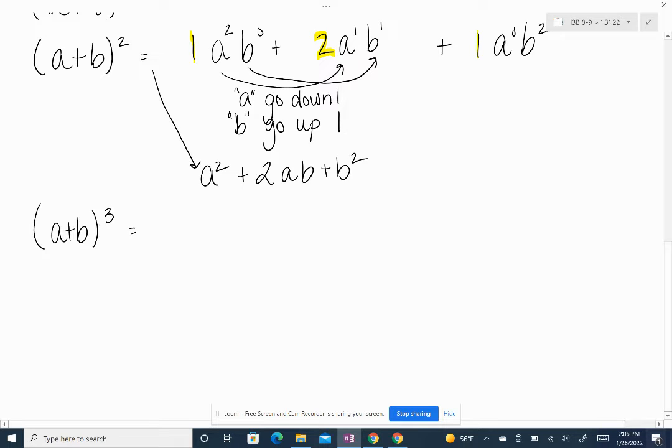Because otherwise you have to FOIL it and then multiply it by this. 3 is still achievable. Once you get 4 and up, you're like in a whole other territory. Okay, so same thing, a to the power of 3, a to the power of 2, a to the power of 1, a to the power of 0. A goes down 1 every time. Now b is going to go up 1. So b started off with 0.